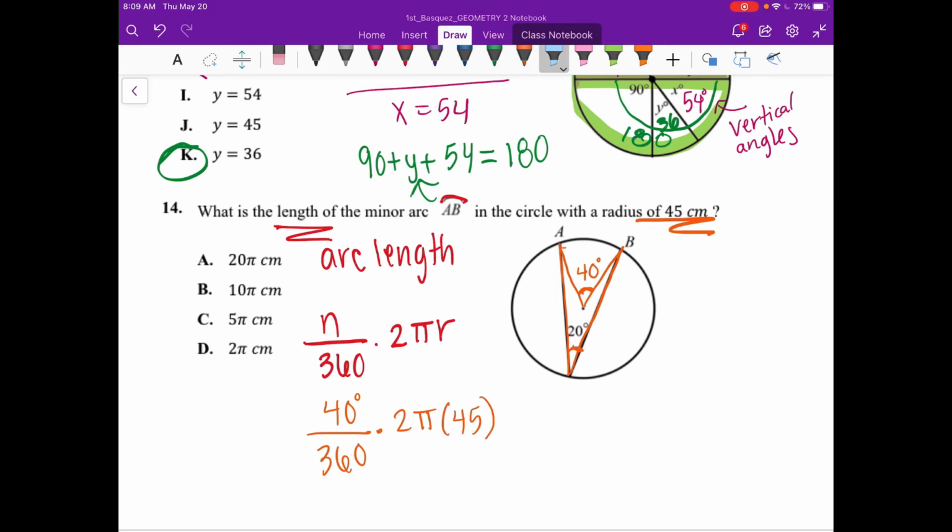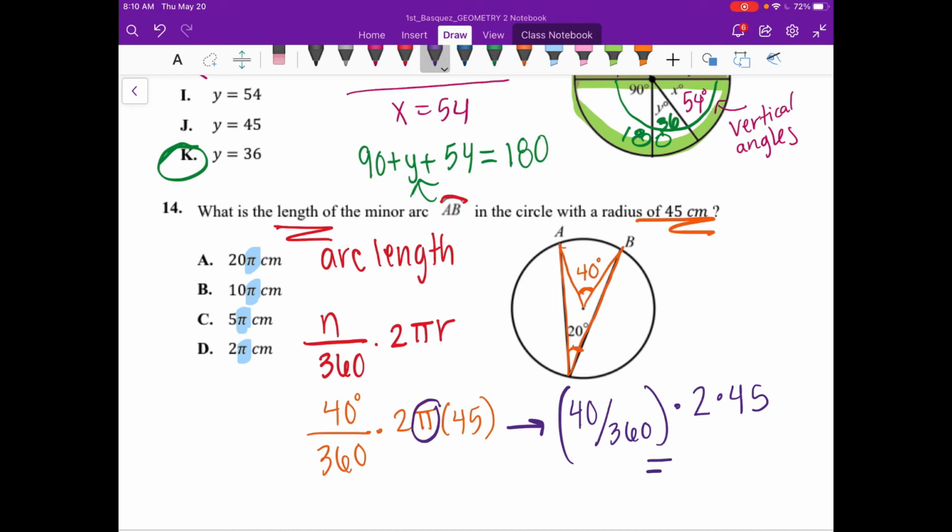Before I enter this in the calculator, it's important to note that they left all of the answers in terms of pi. So when I'm putting this in the calculator, I actually don't want to include pi because then it's going to give me a decimal answer and I'll have to convert it back anyway. So what I want you to enter in the calculator instead is the fraction 40 divided by 360 and then times just 2 times 45. Leave the pi out of it, and then whatever number you get from that in the calculator, you're going to add the pi symbol at the end. Okay, so go ahead and enter all of this into your calculator. Pause the video for practice.